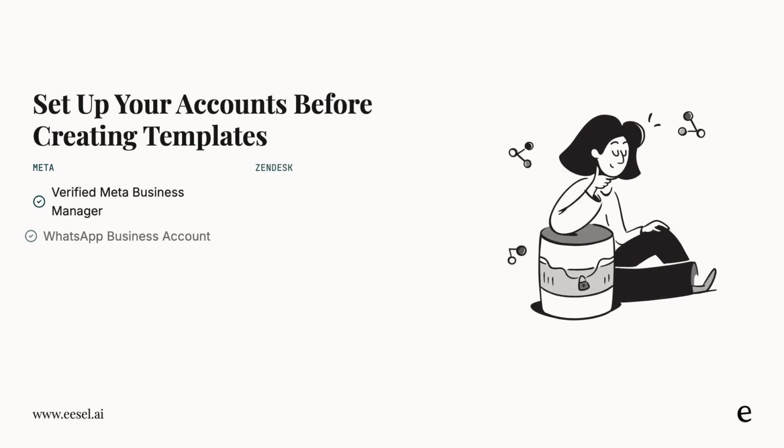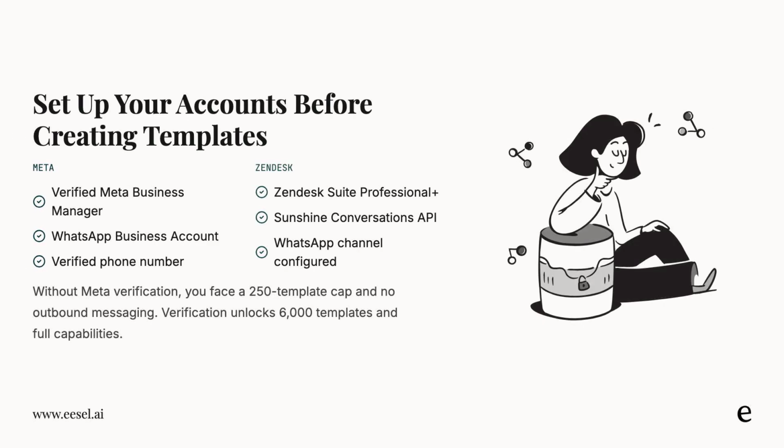Before you can create a single template, you need a verified Meta Business Manager, a connected WhatsApp business account, and at least Zendesk Suite Professional for access to the Sunshine Conversations API. Without Meta verification, you're limited to just 250 templates and no outbound messaging.